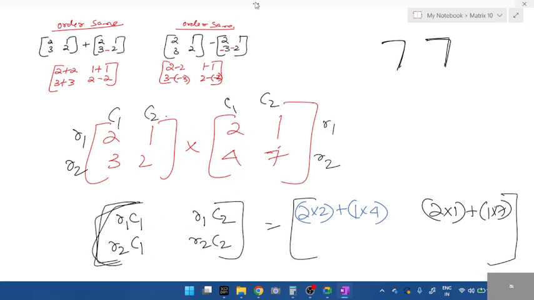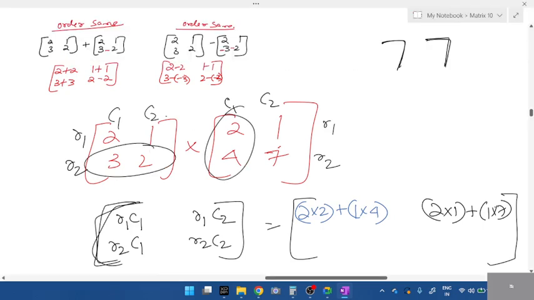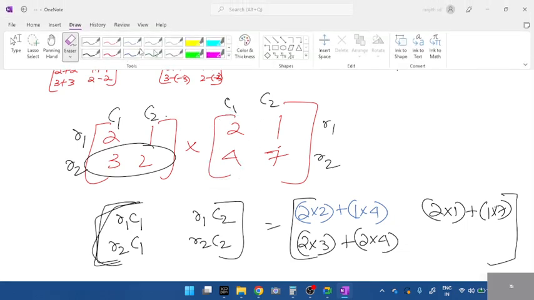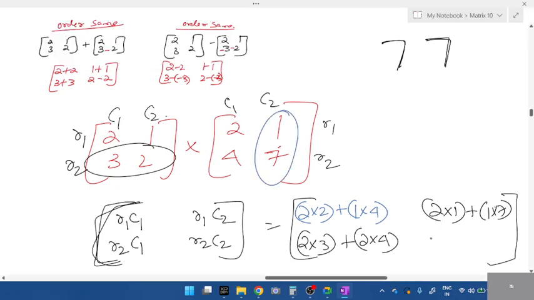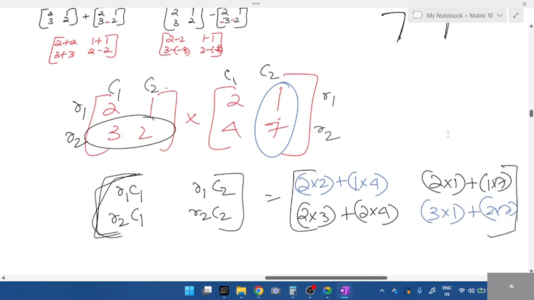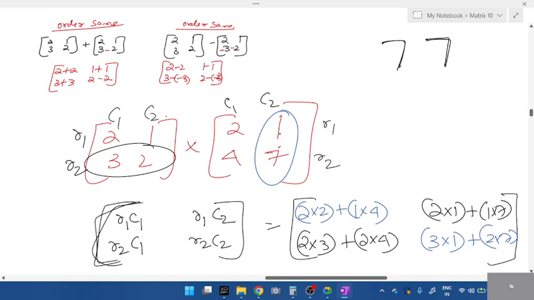According to the formula, what should I take the next one? Second row, first column. Tell me second row, first column. 2 into 3. What's the other element we have? 2 into second row, first column is done. Take second row, second column. 1 plus 2 into 7. Just go through this. Don't copy. First go through what I've done. Take down the formula, question.